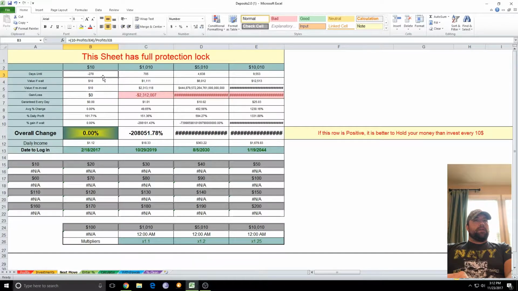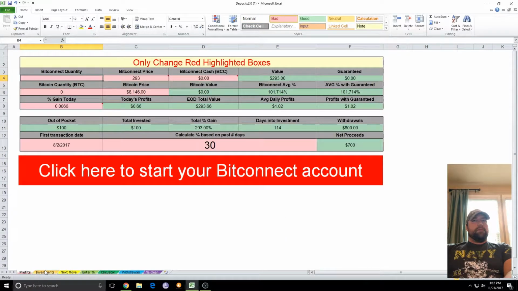Why is that not working correctly? Oh, 0. This is such a big turn. You gotta put a 0 on there. All right, that should do it.